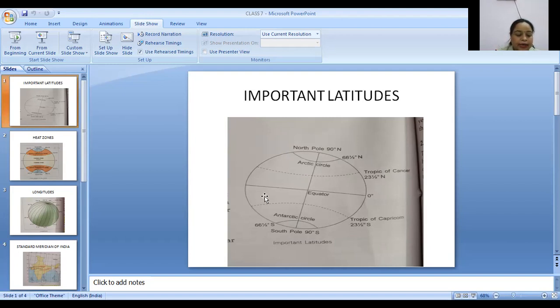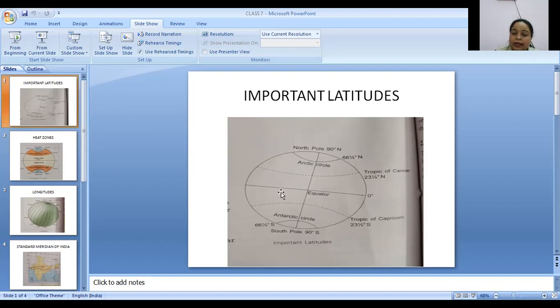Equator is the main latitude which divides the earth into two equal halves. The length of the latitude decreases as we move from the equator towards the poles. The length of the equator is the longest.